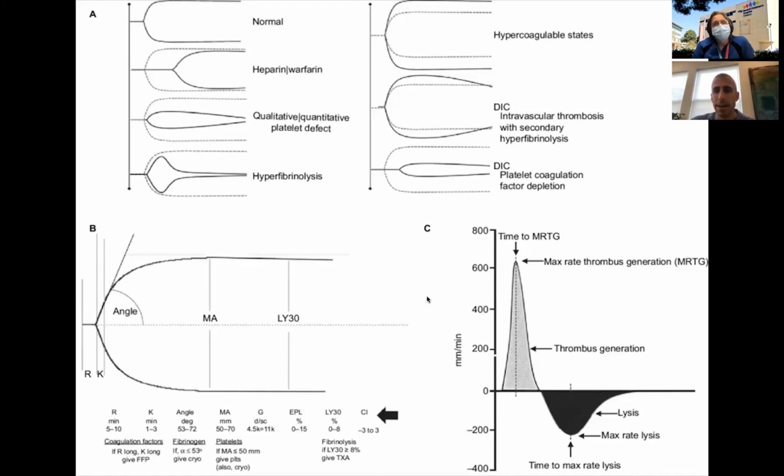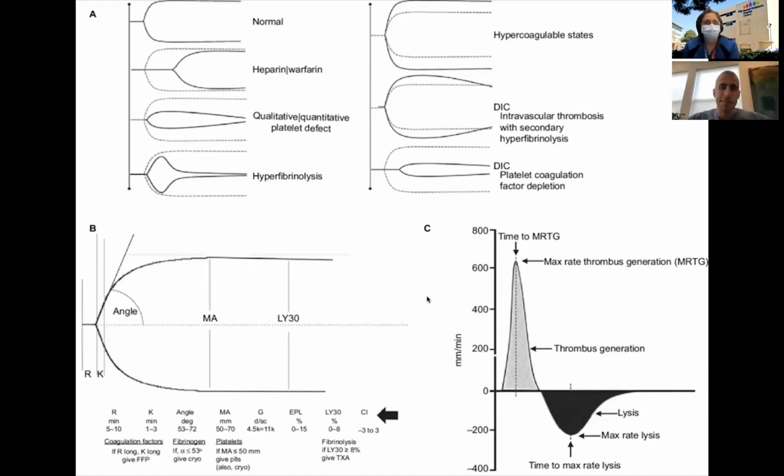And so we get an idea of how long the clot takes to form, how big the clot gets, and then how long it takes for the clot to break up. And that's exactly what happens when blood clots in real time. So the TEG is a functional test. It's really looking at how well blood clots and how good those clots are.